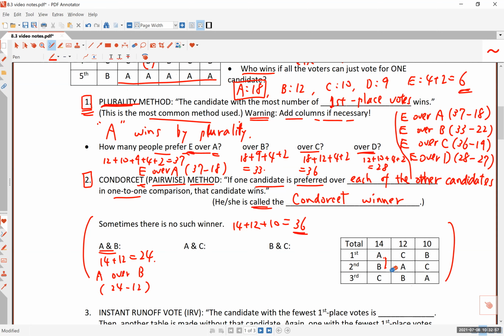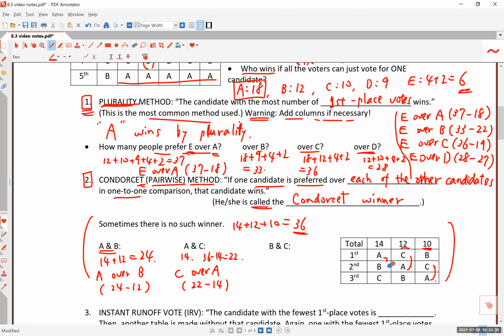Comparing A with C, look at the columns where A is over C. That's this one here, and that's CA, CA. So A has only 14. And so let's see, you have 36 minus 14 is 22. So C wins over A. Do you see that? C is over A, or preferred over A, by these 2 columns, right? That's 22 people. So C wins over A by the score of 22 to 14.